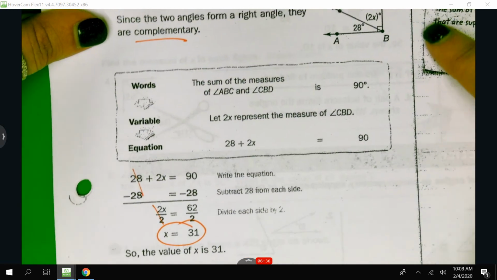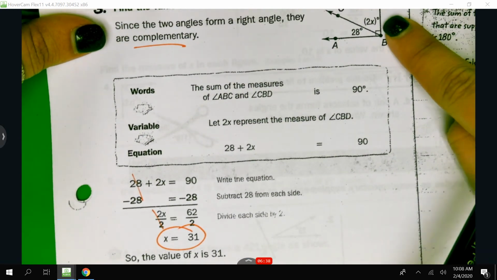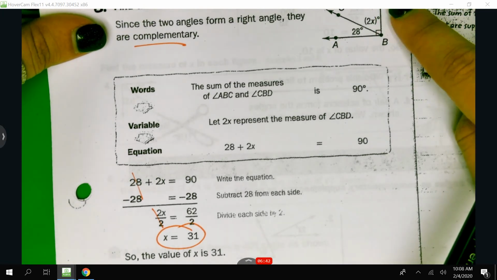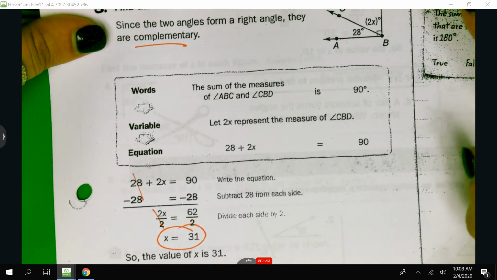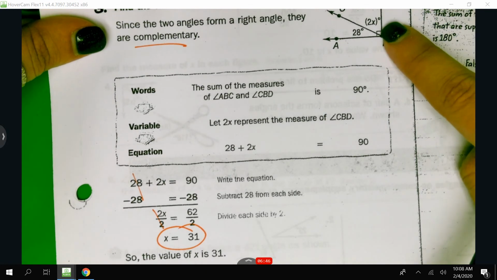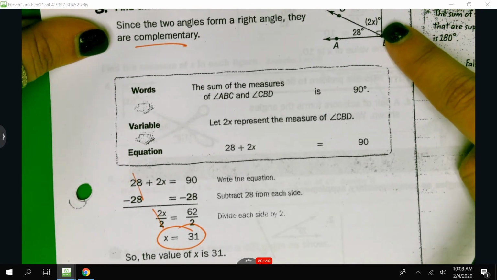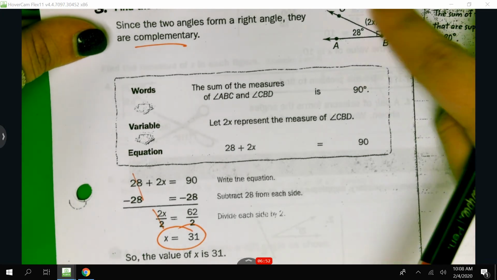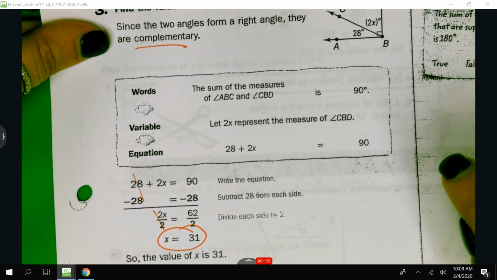Okay, so x equals 31, which means the whole measure of that angle would be what? What's 2 times 31? 62, right? So this would be 62, this would be 28. Together they make 90. Okay.